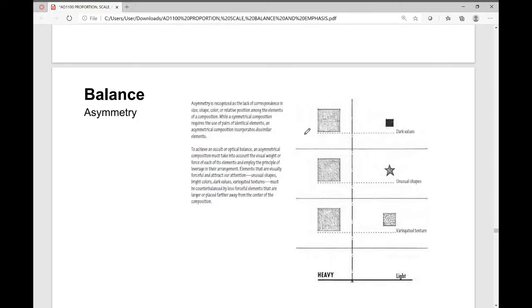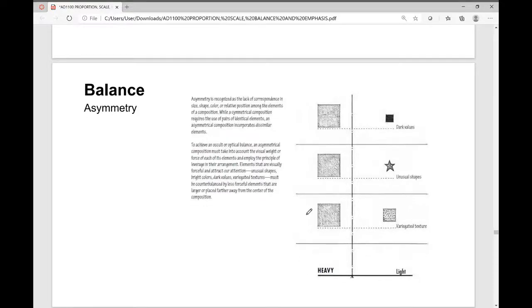So with this one, you have a larger scale, but you have a darker value. In this example, you have the general size and shape, but you have the unusual shape that actually captures your attention. And then you have the same weight, and you have variegated texture. So even though it's a smaller scale, it directly catches your attention compared to that of the larger scale composition.